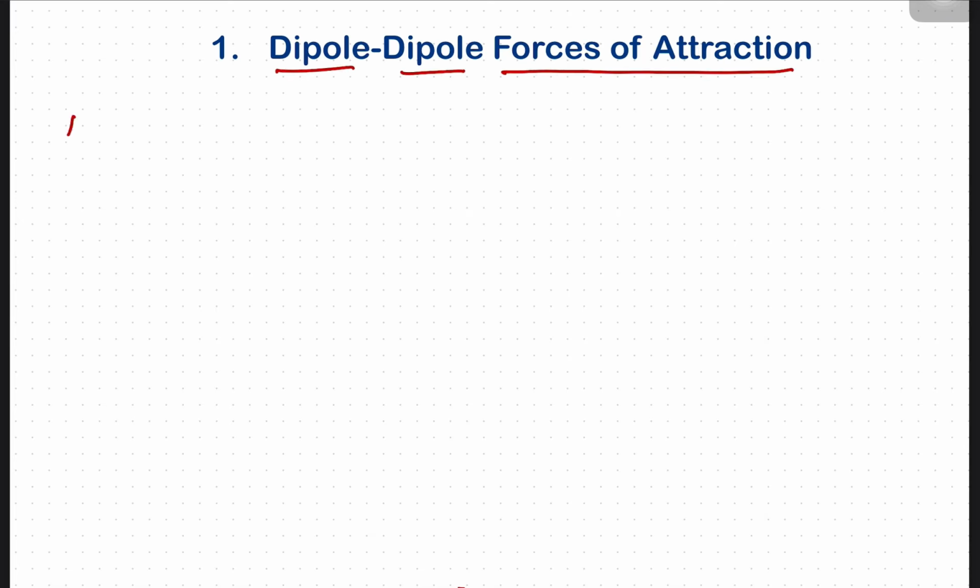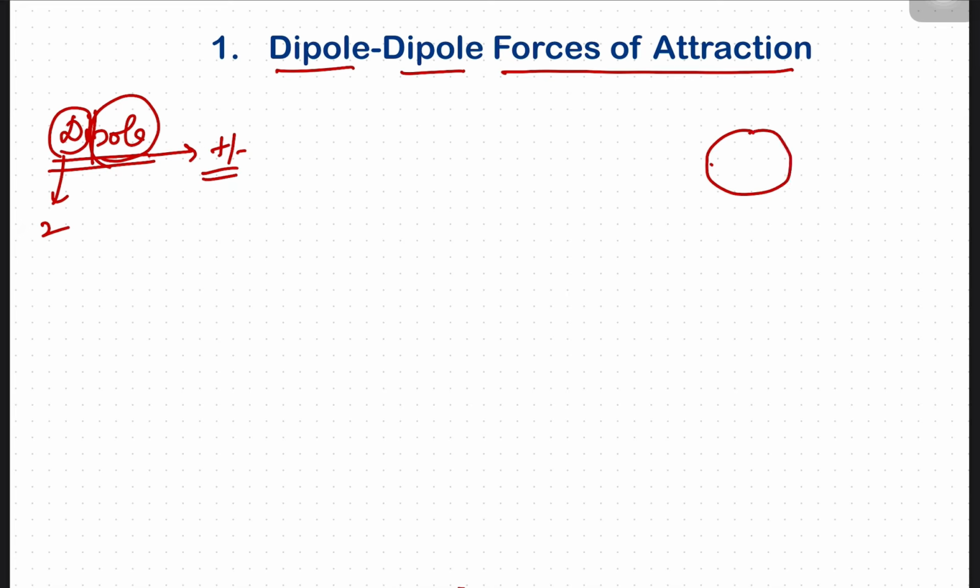Now firstly you should know what a dipole is. As the name indicates, di means two and poles means it should have a positive and a negative charge. So this is a basic dipole. For example, HCl: H is positively charged, Cl is negatively charged. So it is an example of a dipole.